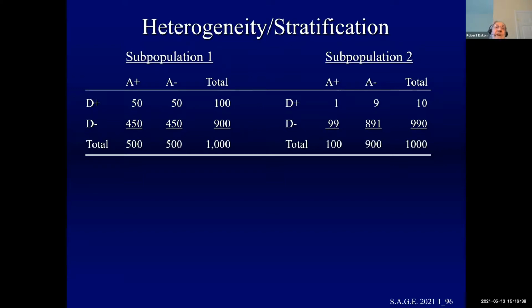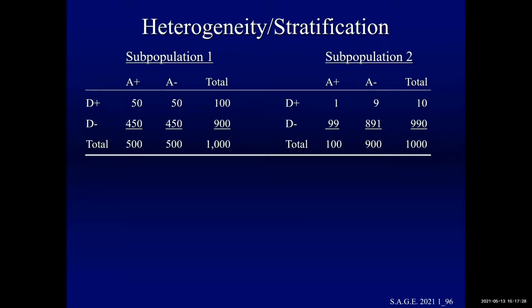By the same token, if you look in subpopulation 2, under the A plus column, you see disease occurs once in 100 cases, total of 100. And in the case of the A being absent, you have 9 out of 900. In both cases, it's 1 out of 100. There is absolutely no association in either of these two tables. Another way of looking, you work it out for yourselves later, is to say that 50 times 450 minus 50 times 450 in the first table is exactly as 1 times 891 minus 9 times 99 in the second table.